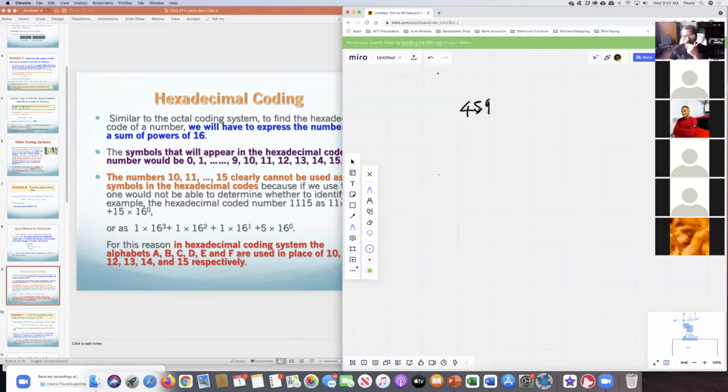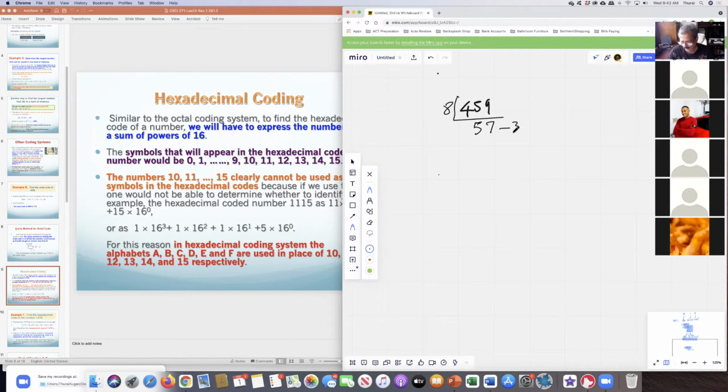So right now, 459 is decimal coded. This is a decimal coded number. And I'm trying to convert it to octal code. To find the octal code of this number, I had to divide by 8 repeatedly because 8 is the base. So 8 times 5 is 40, so 59. 8 times 7 is 56. So 8 goes into 459 57 times with the remainder of 3.